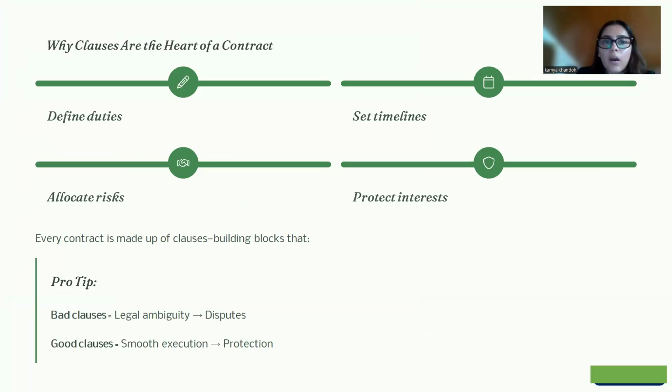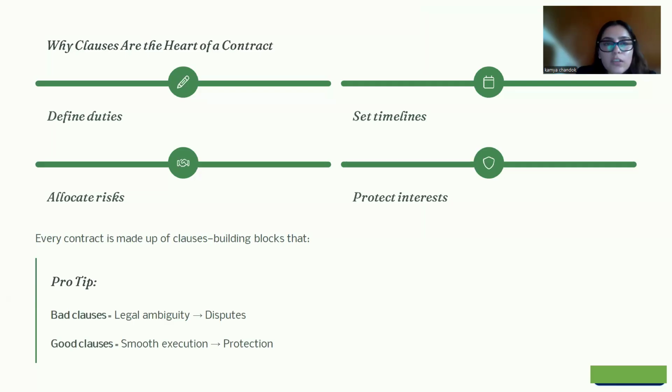No matter what your contract is, how big or small, it is built out of these clauses. Think of them as the DNA of an agreement. They define who does what, by when. They also talk about what happens if something goes wrong, how problems are solved, and how the risks are shared. You can think of it like building a house, which is equivalent to a contract.